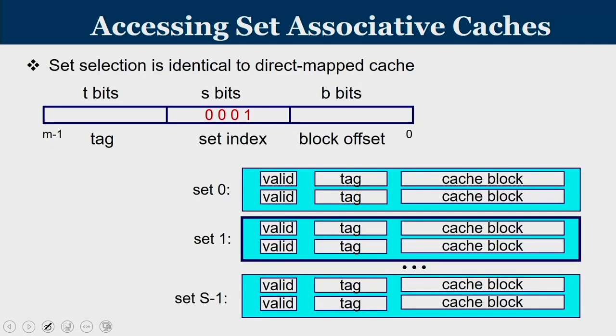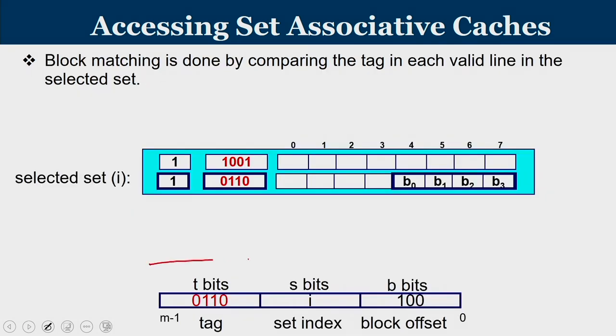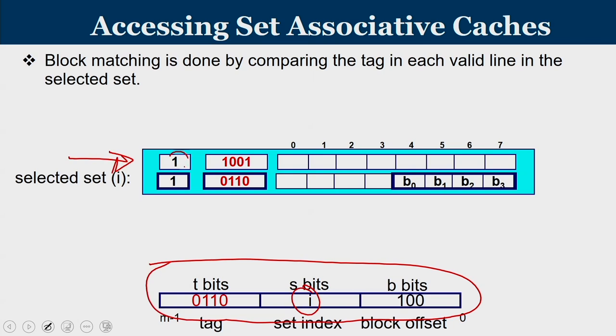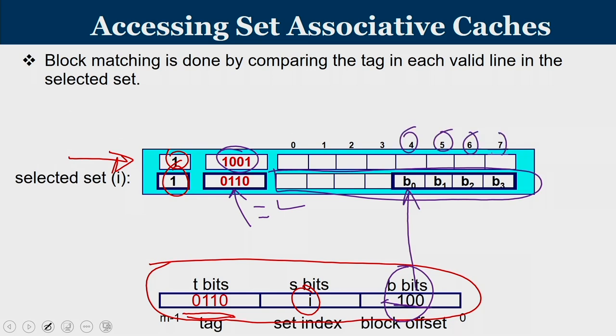Now consider the case where your set index was 0001, which points to set number 1. Let us say this is the address that has been given, and I have already selected the set. In this set, I look at whether both lines are valid. Yes, both valid bits are 1. Now what I am interested in is whether my tag is 0110. The first one, the tag is not matching, it is a different tag, whereas in this case the tag is matching, 0110. Once the tag is matching, this is the data we are looking for, but I don't know where to start. The offset will tell you where to start. Here the offset value is 4, so start from byte number 4 onwards: 4, 5, 6, 7. Those 4 bytes will give you the corresponding word.